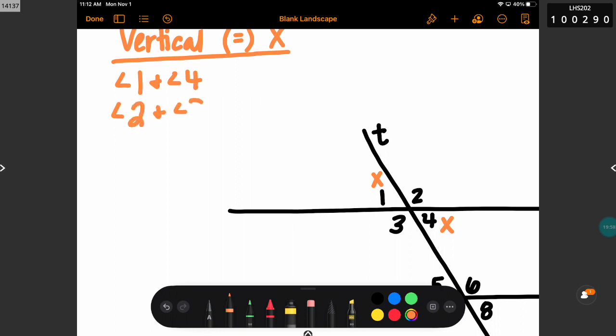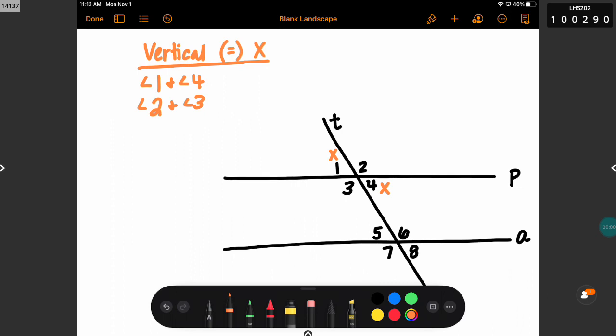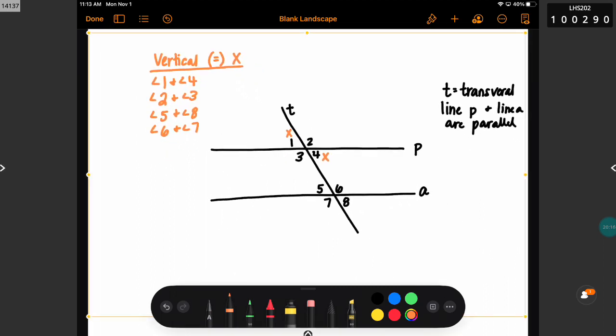Not 5 and 6, 6 and angle 7. They have to be opposite of each other. Okay, opposite of each other. All right, so those are my four. Those are the four sets of vertical angles.